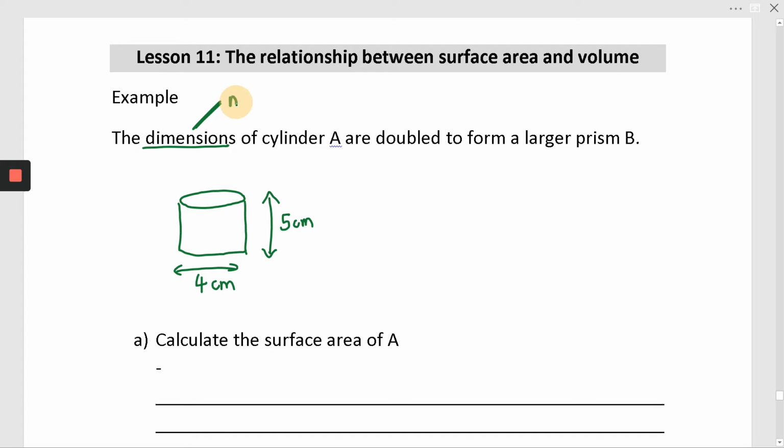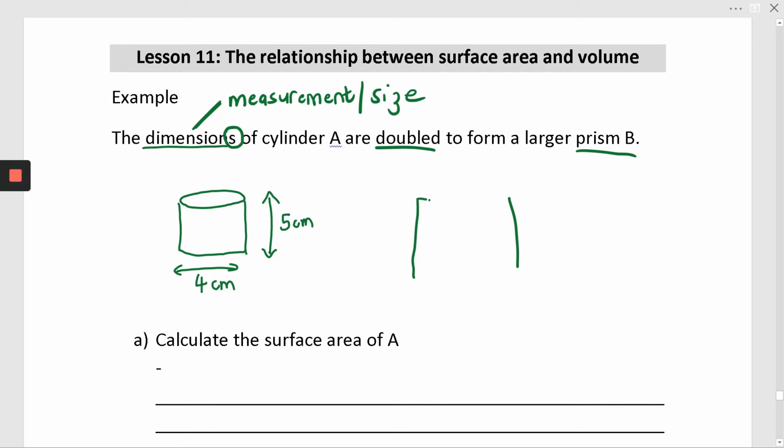Dimension is another way of talking about a measurement or the size of something. And what we're saying here is that the dimensions, both of them, of cylinder A are doubled. So I've done a little sketch of cylinder A there, and we're now going to turn that into prism B because a cylinder is essentially a prism, and we're going to double things. Now, I'm not going to draw it perfectly accurately, but you'll get the idea.